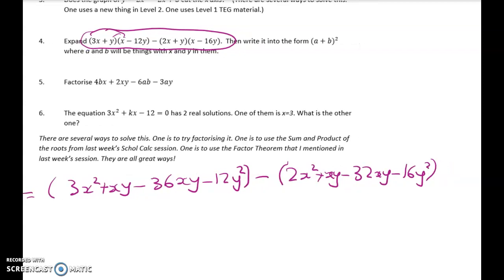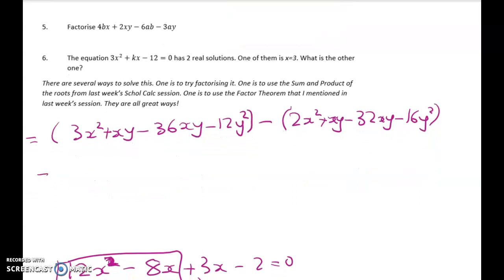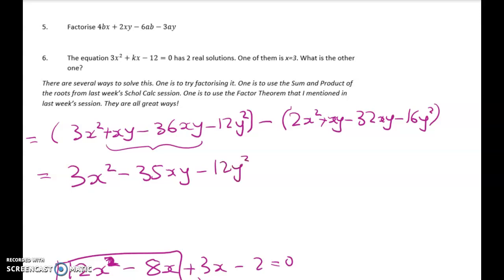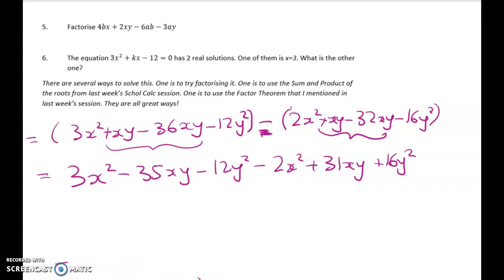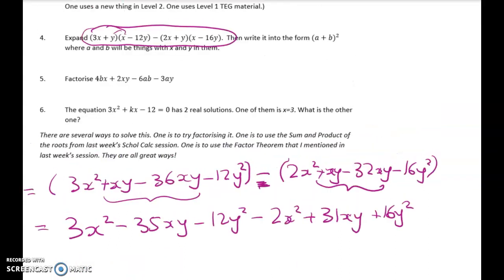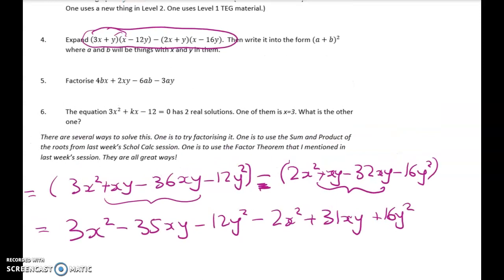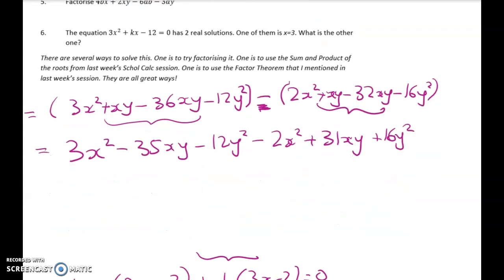And you can see we've got a whole bunch of like terms. So as I do the next line, I'm going to do a bit of like term cleanup. I get 3x squared minus 35xy minus 12y squared. Now, minus 2x squared. Here I've got minus 31xy, but I'm multiplying by this, so I get plus 31xy plus 16y squared. All right, now look what we're asked to do. We have to try and get this into this form here. So we just have to keep going on the cleanup first.